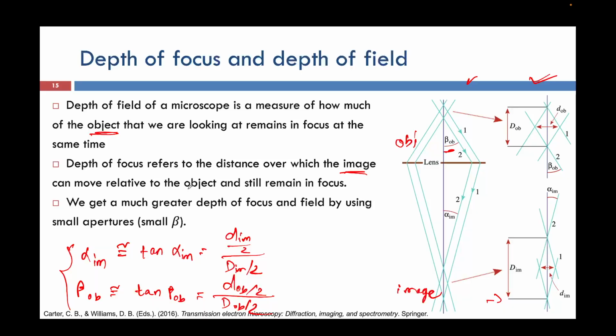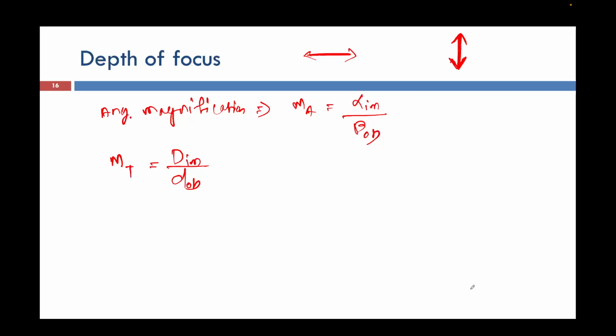Here, if you can see, d_im is nothing but the distance from this image, and d_object is nothing but the distance from this one. So d_im by d_object tells us how much magnification. Let's say this is our object, and how much magnified an image we are getting, that will give us our transverse magnification. And if I am talking about depth of focus, the focus is related to the image, so depth of focus will be given by d_objective by beta_objective into this square.